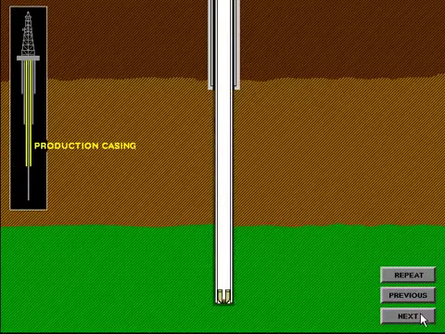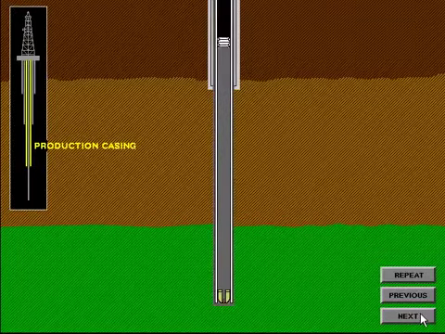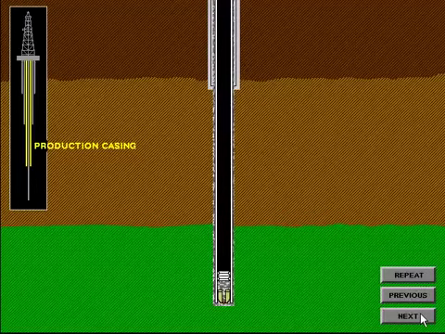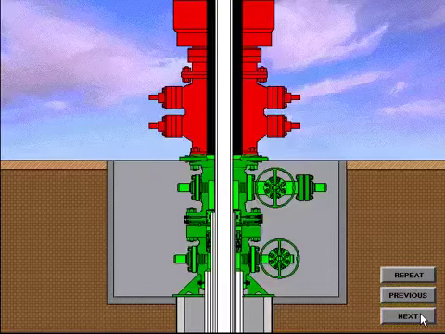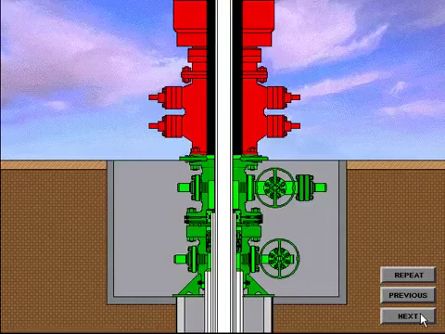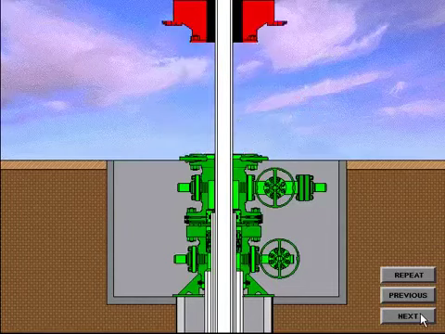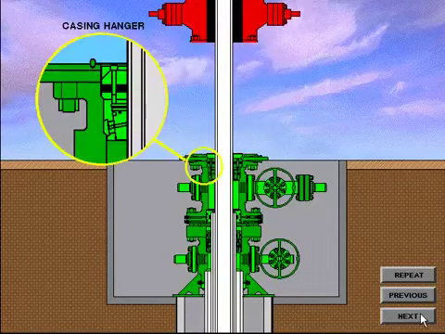The production casing string is generally run to the total depth of the well and is the casing string in which the production packer is installed. When the hole is drilled and the production casing is run and cemented in place, the casing hanger is installed.